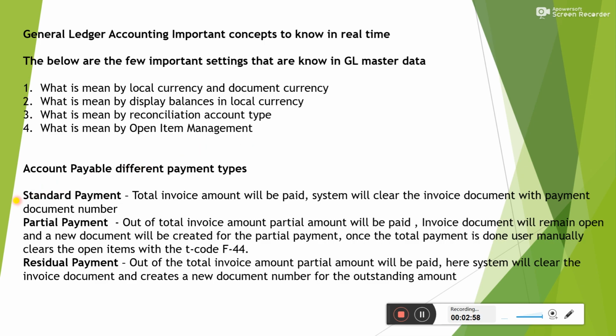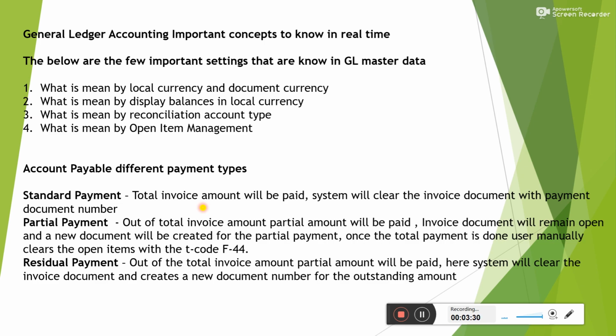And secondly, in the accounts payable subledger, we have payment types. We have a standard payment, a partial payment, and a residual payment. So what is a standard payment? In simple words, let's say you have an invoice posted for 1 lakh rupees and you are paying 1 lakh. It means your invoice credit value and payment debit value both match, and the system automatically clears the invoice document number with the payment document number.